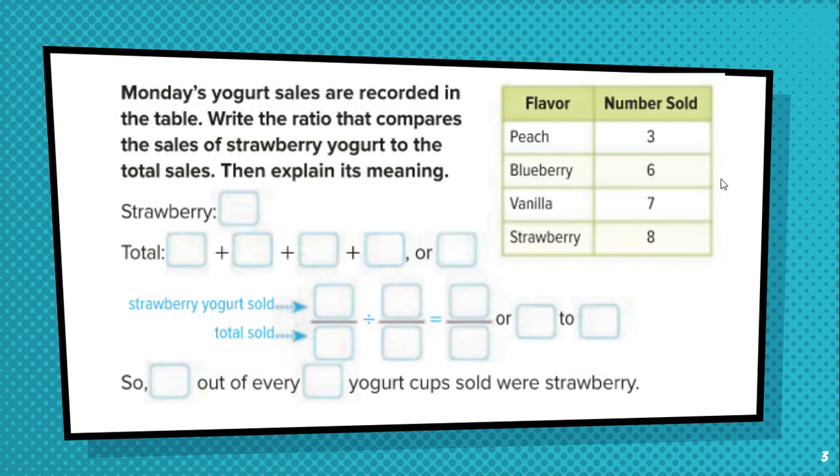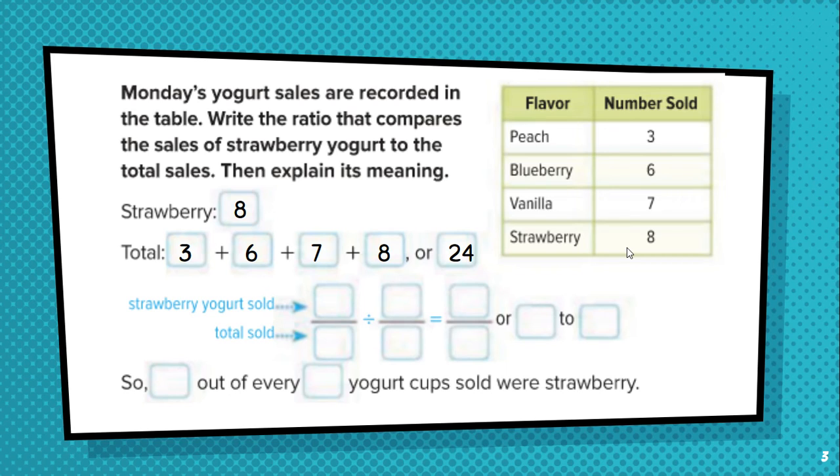All right, let's do one more. Monday's yogurt sales are recorded in the table. Write the ratio that compares the sales of strawberry yogurt to the total sales. Then explain its meaning. So if we were to look at this table over here, we see that strawberry has 8 numbers sold, right? So 8 people bought strawberry. Okay, and then we have to figure out the total number of yogurt that was sold. So again, we're just going to take all of the numbers in the table, which are 3, 6, 7, and 8, add them all together, which gives us 24.